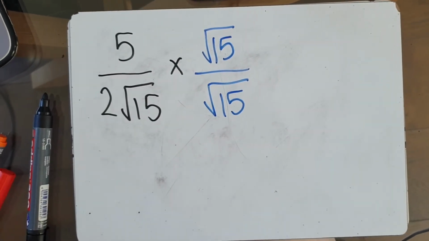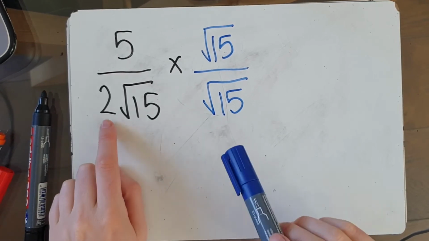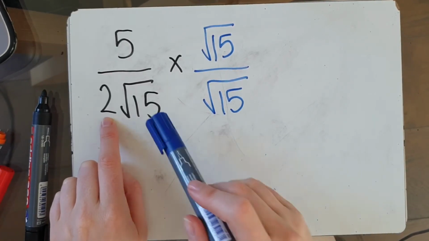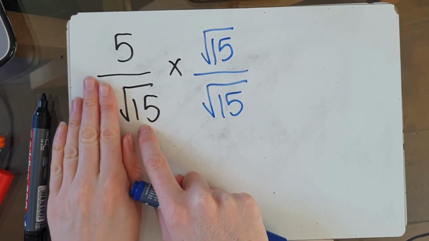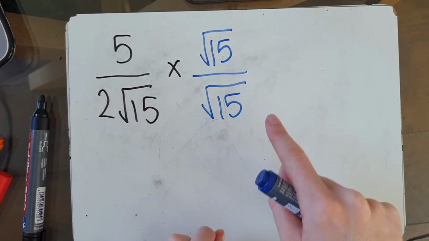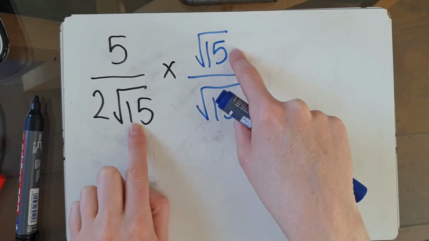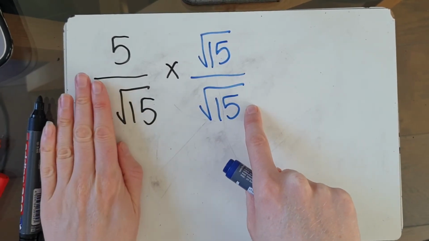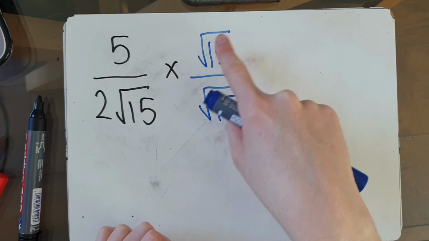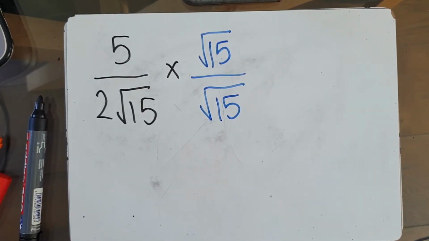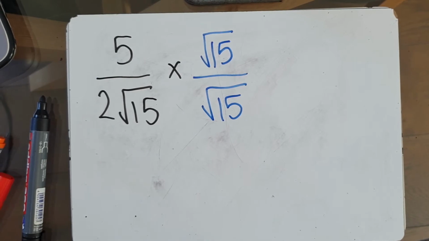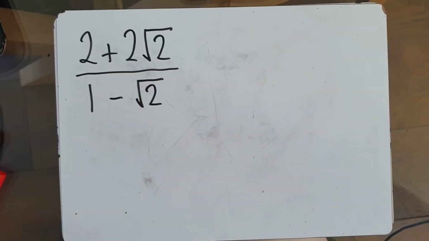Something to note in that example that we just did, you do not need to worry about the 2. If the denominator is just a surd multiplied by something, you don't need to worry about that multiplier. You just need to multiply by the square root over the square root and ignore the 2 in terms of setting up this fraction to multiply by. However, in the next example, we will need to worry about the constant term. So let's do that now.